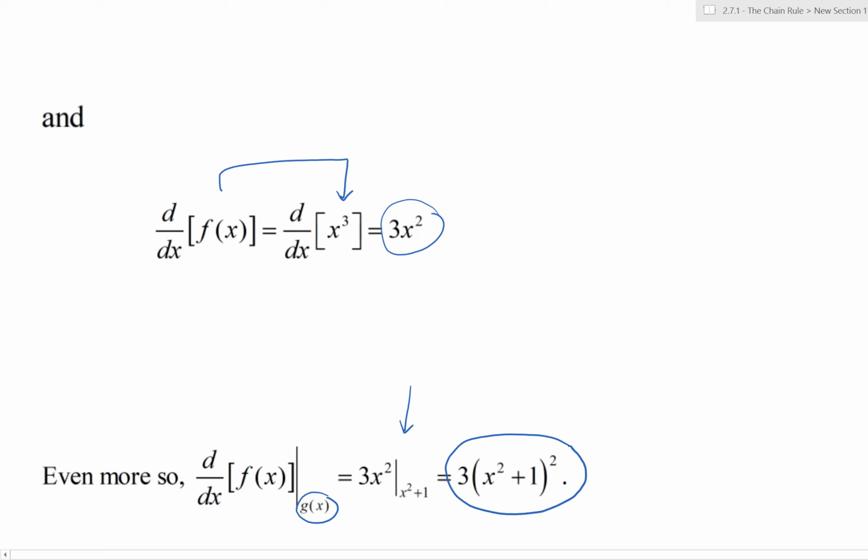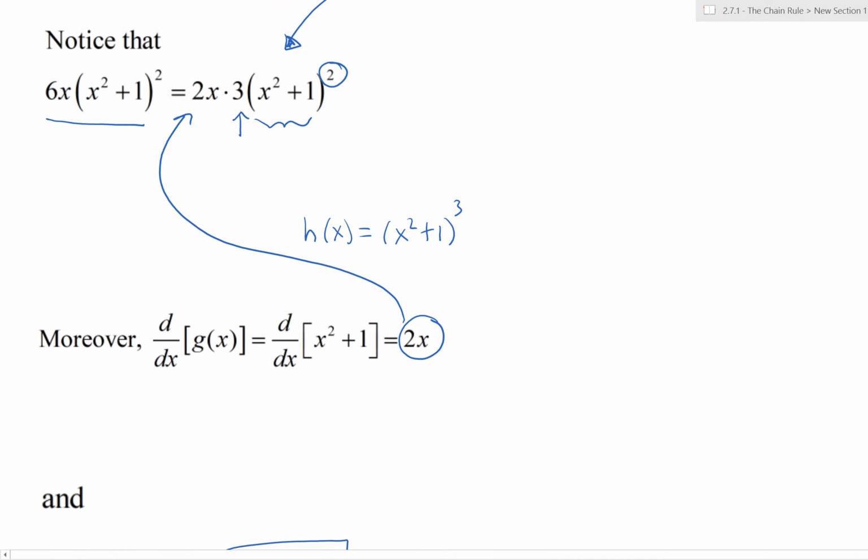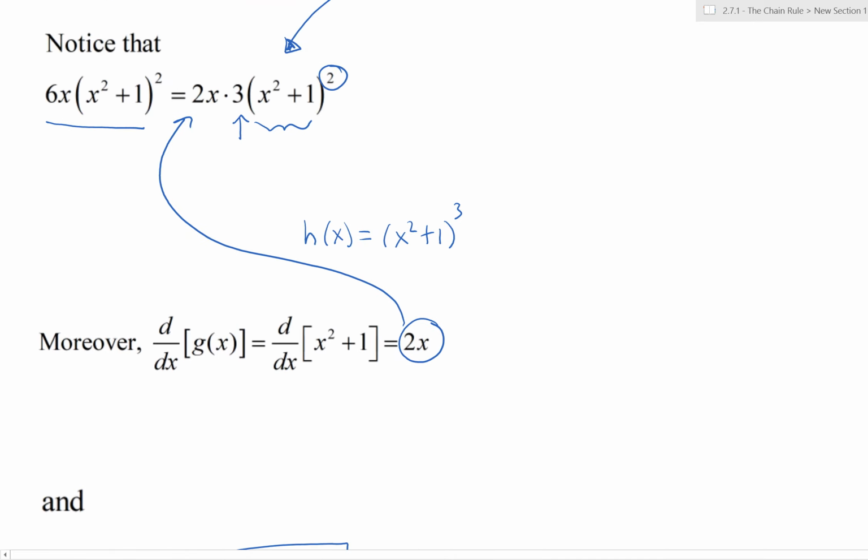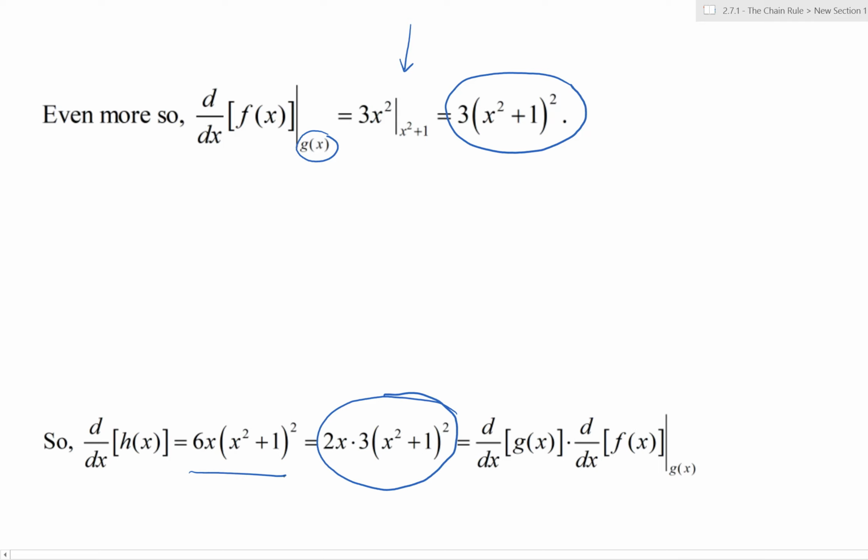Now we're starting to see it pieced together, right? Because up here, we had that 2x times 3 times x squared plus 1 quantity squared. That was our derivative of our composite function h of x. So here's my derivative right here, which can also be written like this, of the entire function.